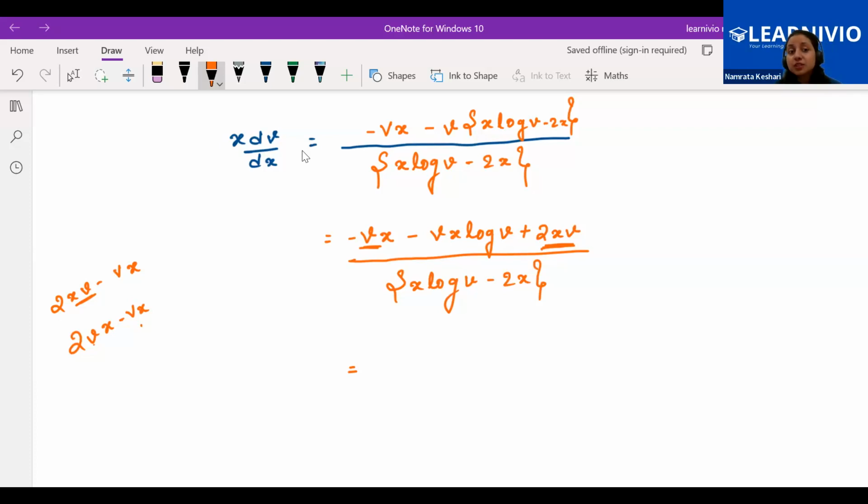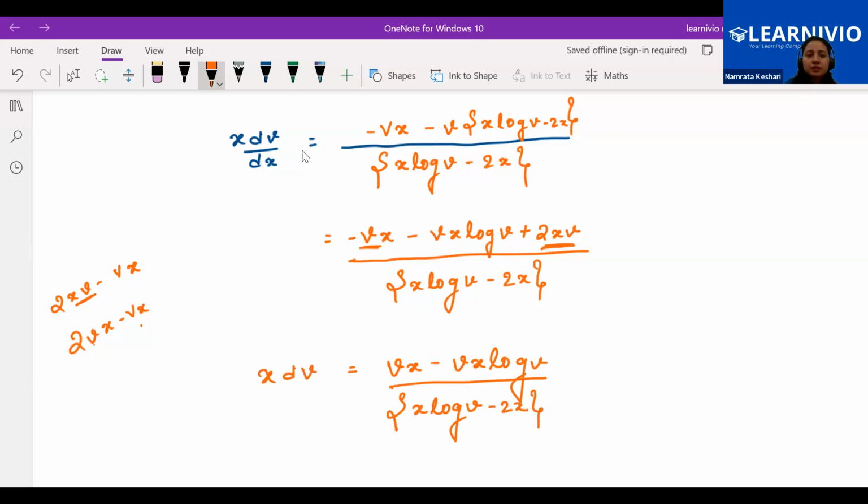Can you see that we can do the subtraction? So it's just vx. Exactly, it's just vx. Getting it? Yes, ma'am. Minus vx log v. Any confusion so far, Murtaza? No, ma'am. Over x log v minus 2x. We can subtract vx and vx.